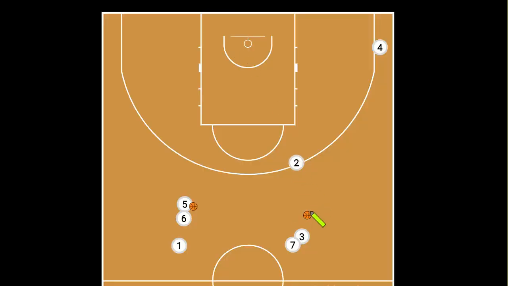So as you can see, it's continuous movement. Number 2, right? They're getting that paint touch. They're going to kick the ball out. They're going to look for the ball back. They're going to receive it.